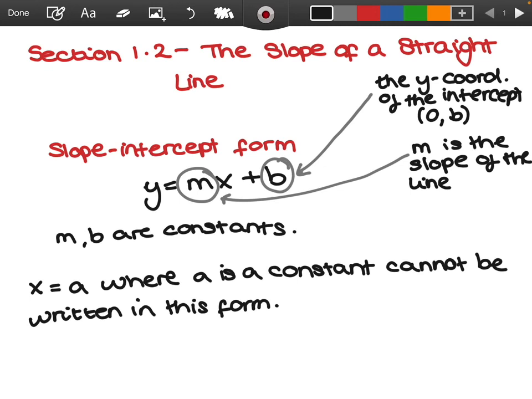When we talked about x is equal to a, because that is a vertical line, we say that the slope is undefined for that line because it cannot be written in slope-intercept form. We cannot find a value for m, we cannot measure its steepness. Therefore, it's not that x is equal to a doesn't have a slope, it's that the slope is undefined. So it has an undefined slope.